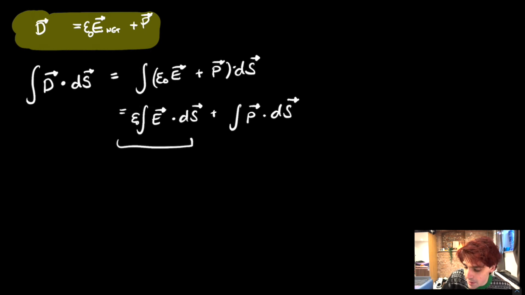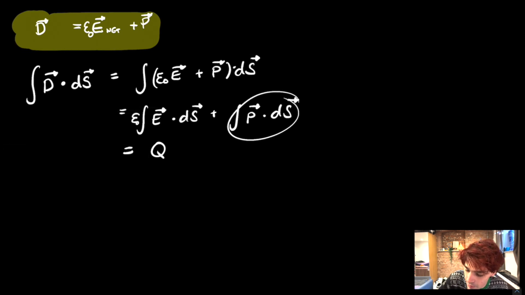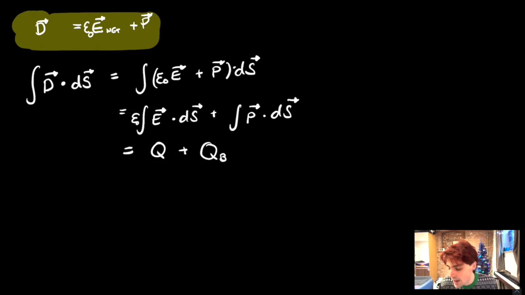But this, of course, right here, we can recognize as Gauss's law. This is just the closed surface integral of an electric field over a closed surface. This is just equal to the charge right here. So this is the total charge that's within a surface. So this means that this term right here and this term right here both have dimensions of charge. And this goes back to what I was saying earlier about bound and free charge. This right here, this integral, is simply the bound charge within a dielectric.